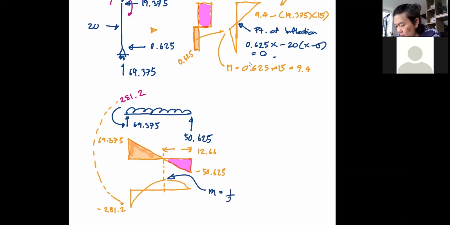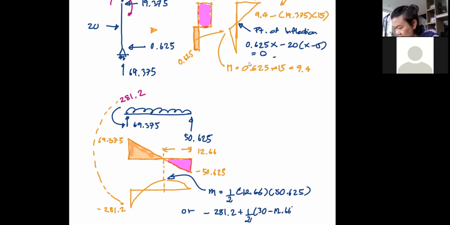It's going to be a half of 12.66 multiplied by 50.65, or minus 281.2, plus the brown area, a half of 30 minus 12.66. That's the base of the triangle, right? Multiplied by 69.375. Okay, so then that's it.